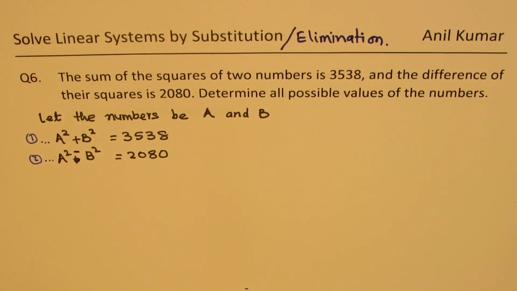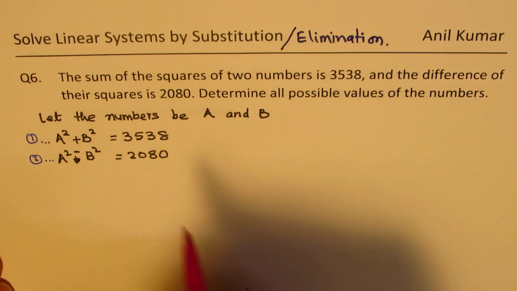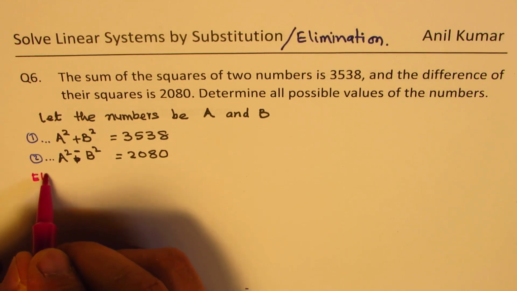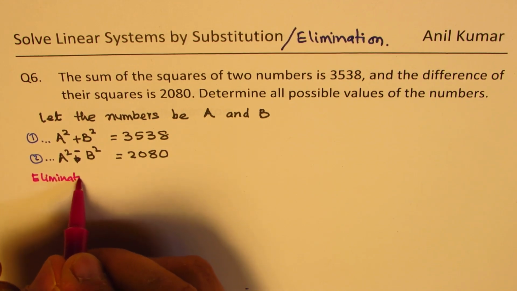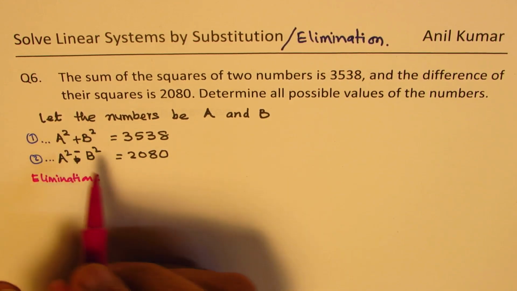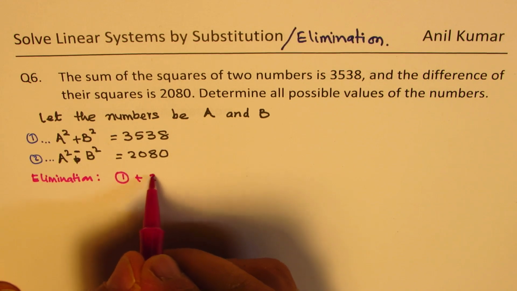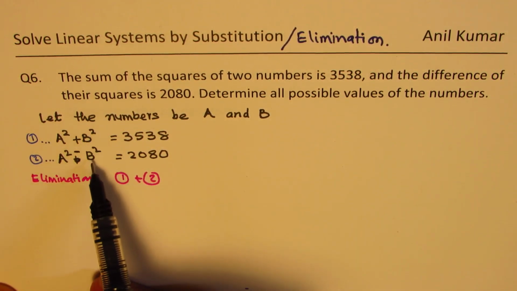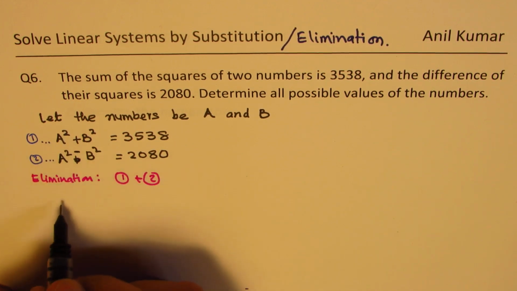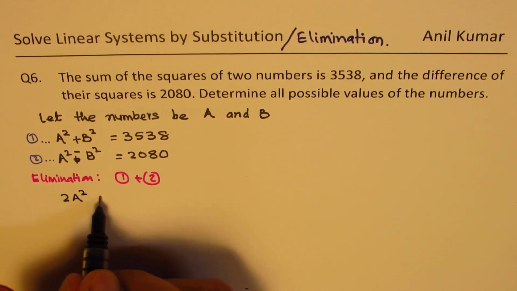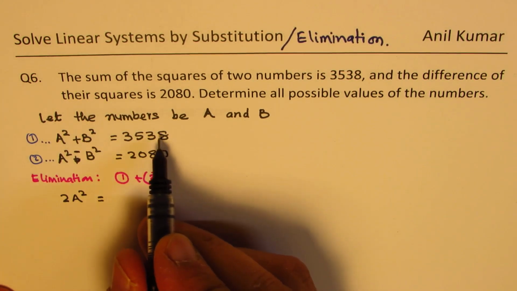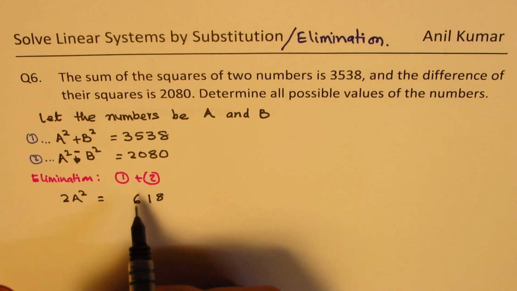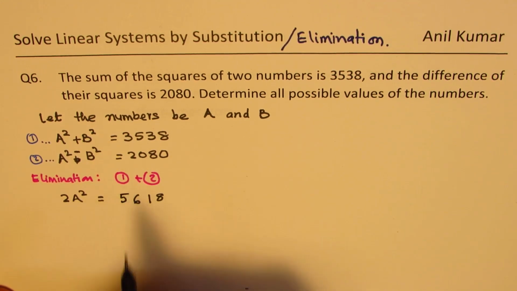Now we'll actually solve the complete question using both the methods. Let me do elimination first. Elimination is simpler here. In elimination, as you can see, if I add equation 1 and 2, what do I get? If I add them, B square will cancel out and we get 2 times A square, which will be equal to, adding these two, we get 5618. 8 plus 8 is 16, 3 plus 2 is 5, correct?